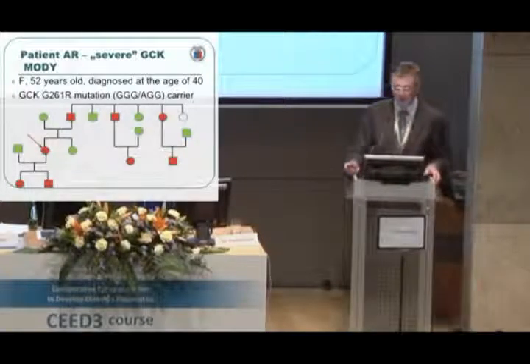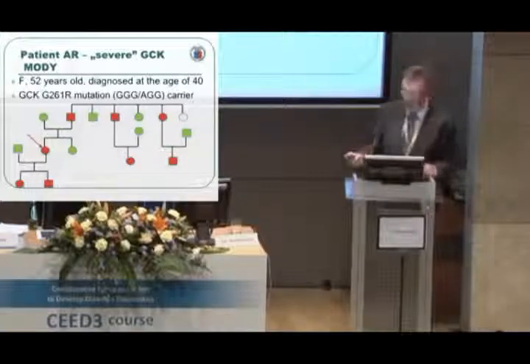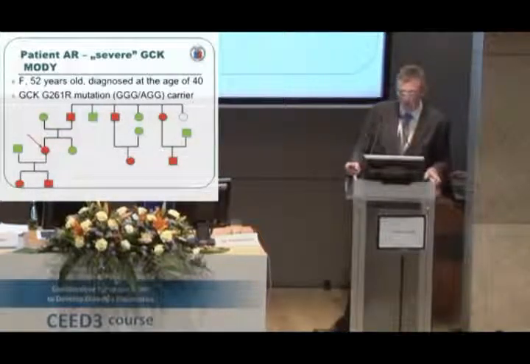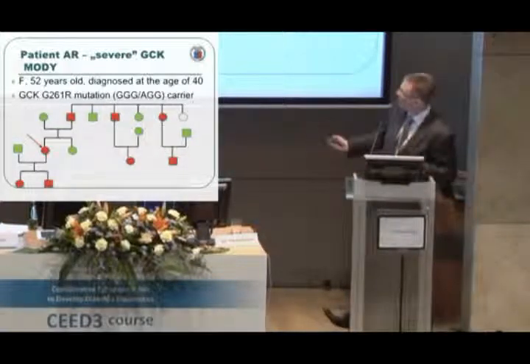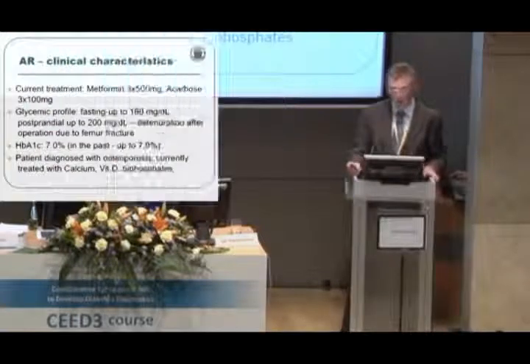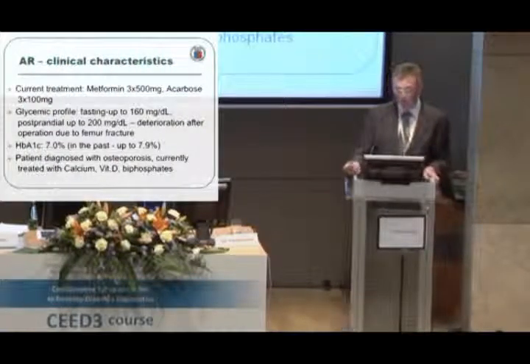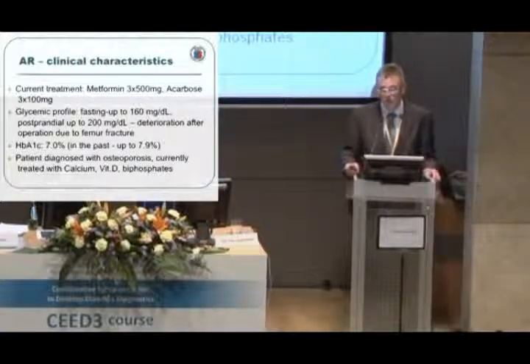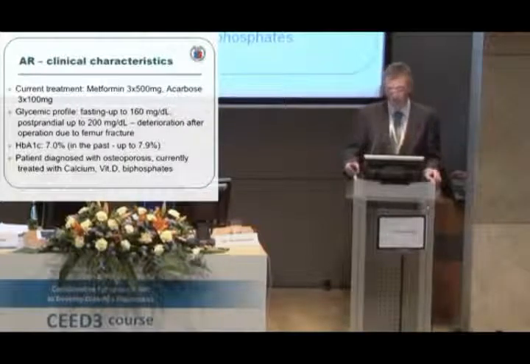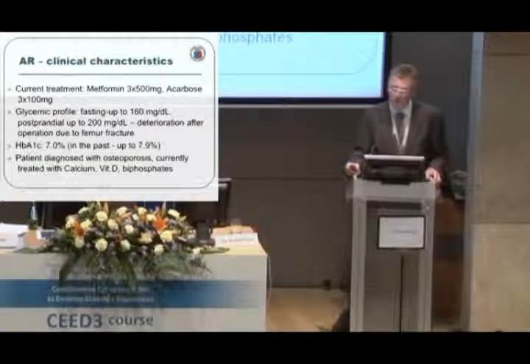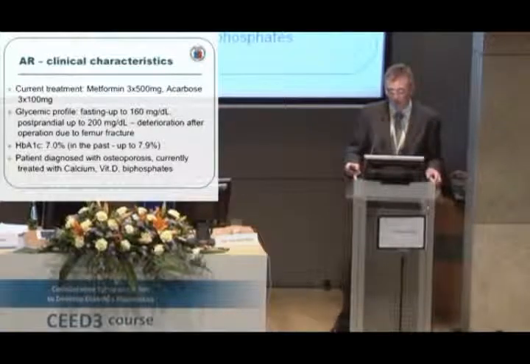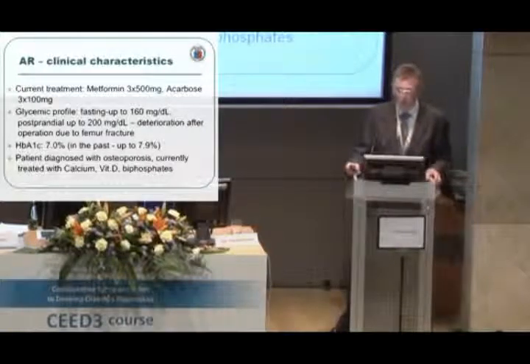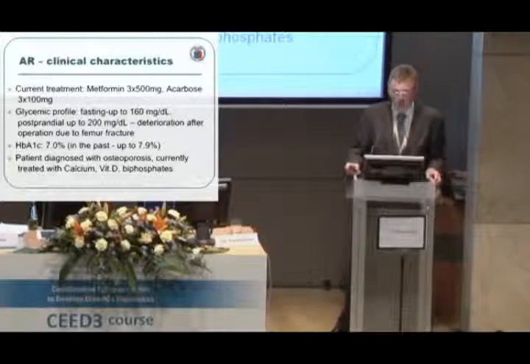And now I would like to switch to another carrier of a GCK mutation. She's a very lean lady, 52 years old, diagnosed at the age of 40. She's a G261R mutation carrier, at codon 261. She has a typical positive family history. When we saw her for the last time, she was on metformin 1.5 grams per day and acarbose 300 milligrams per day. Her glycemic profile was as follows: fasting up to 160 milligrams per deciliter, postprandial up to 200 milligrams per deciliter, and she observed some deterioration of glycemic control after an operation due to a femur fracture.